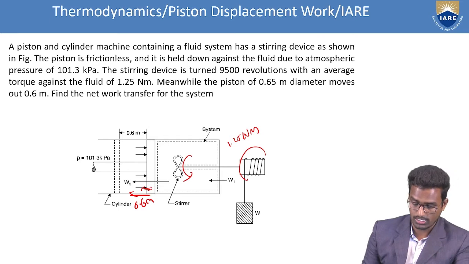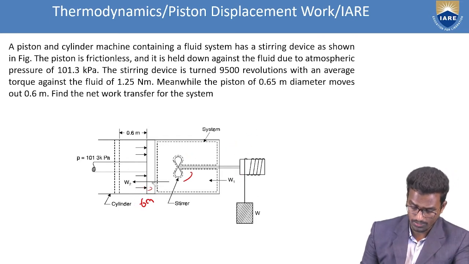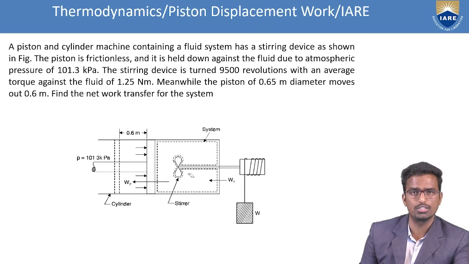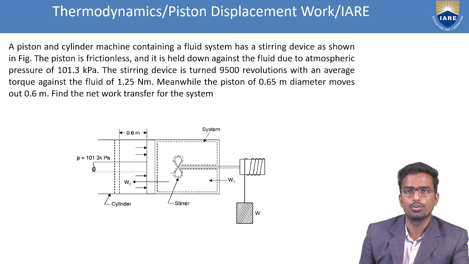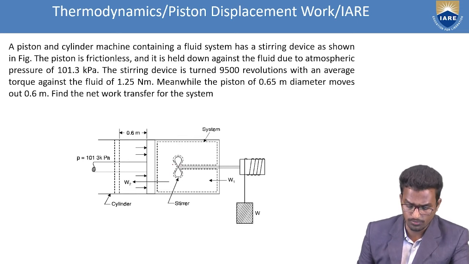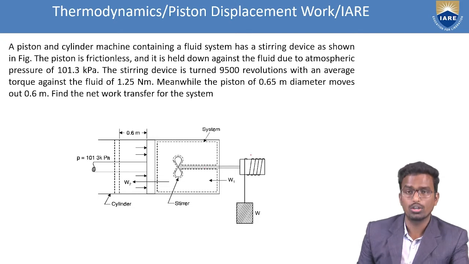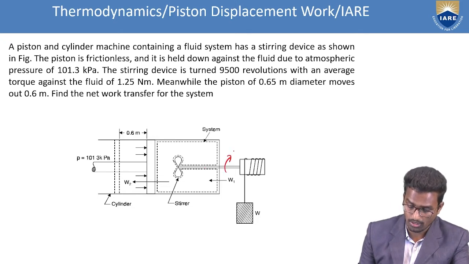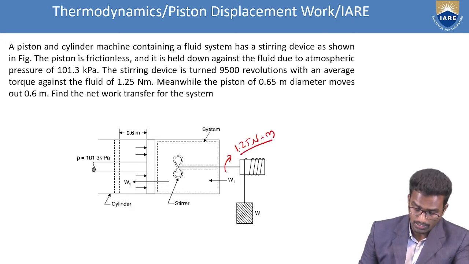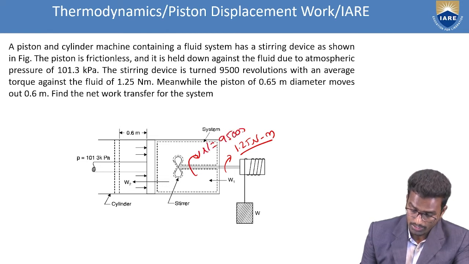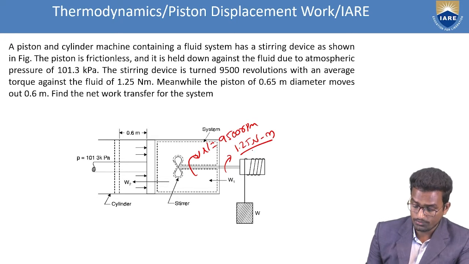The meaning of this question is that there is a system, a frictionless piston cylinder, and inside there is a fluid. In addition to that, we have some rotating fan type of thing. That means it is a torque creator, a stirring device inside. That stirring device produces a torque of 1.25 Newton meter, and it revolves with an RPM n of 950 rpm. Because of doing this work, what happened?